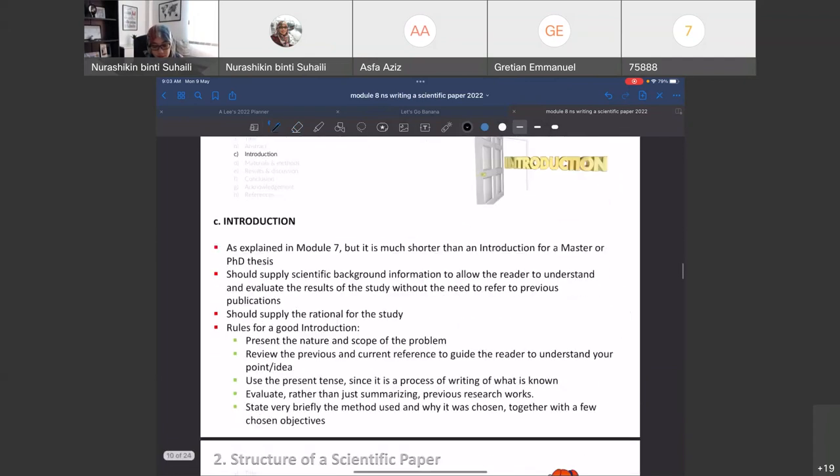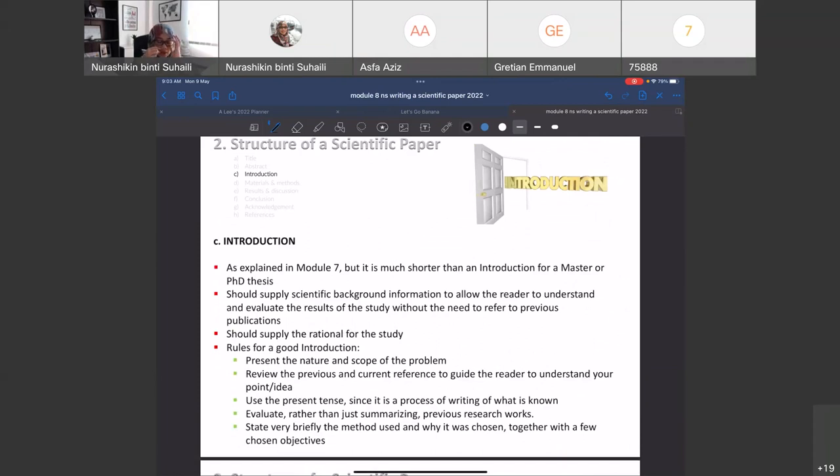Okay, so introduction. The concept is the same as the thesis introduction, but it should be shorter, because this one is an article. As I said just now, the whole document is about 7 to 8 pages, so the introduction might be just about one A4 page for the article. So what it should have is maybe, in the first paragraph, the general background of the research, and then in paragraph two, you go into the problem statement.